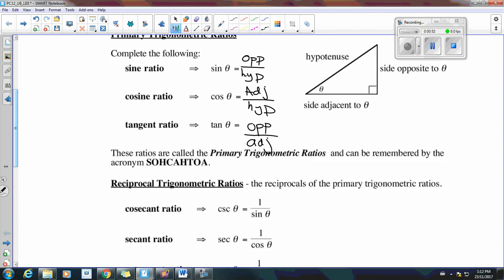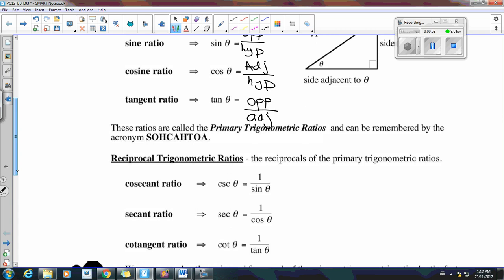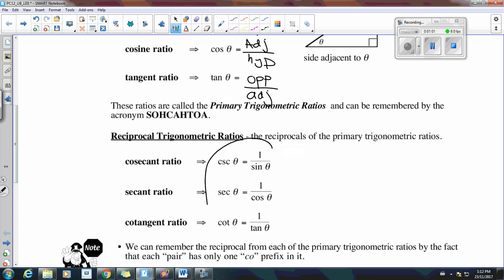We then have what we call reciprocal trigonometric ratios. So that is the reciprocal of the primary trigonometric ratios. Now these are on your formula sheet just like they're written here. So cosecant is 1 over sine, and it is the reciprocal of sine. So this would be hypotenuse over the opposite. Secant is the reciprocal of cosine, so this would be the hypotenuse over the adjacent. Cotangent is the reciprocal of tangent, so this would be the adjacent side over the opposite side.